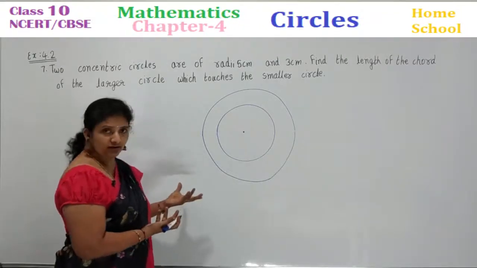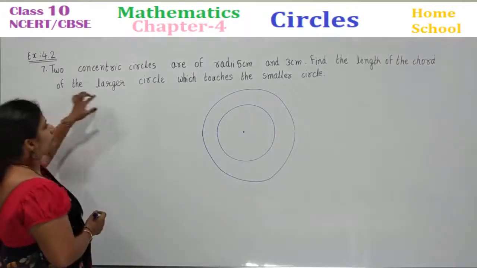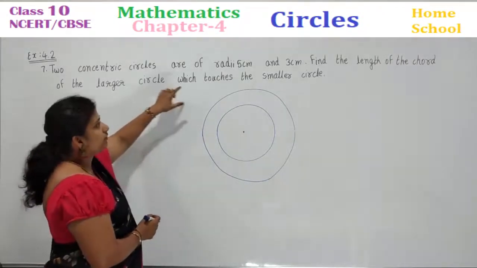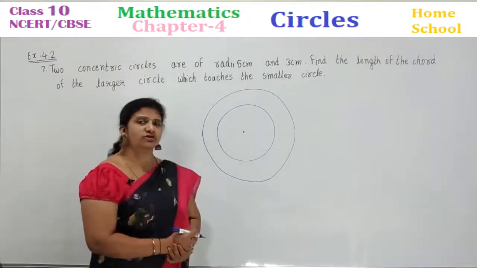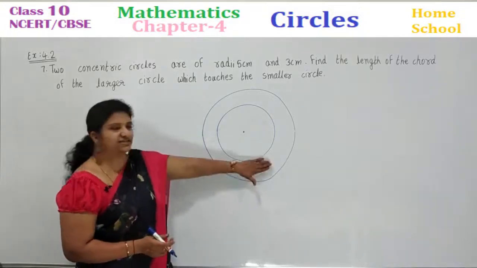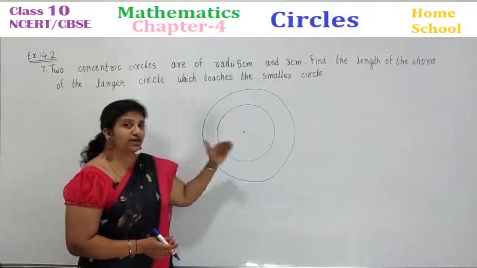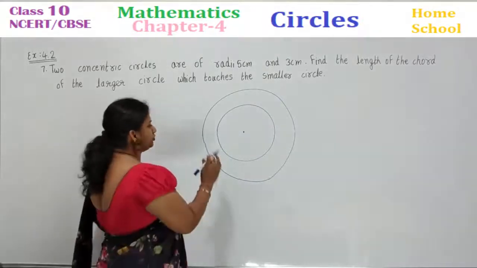We have a chord here? No, we need to draw the length of the chord of the larger circle which touches the smaller circle. Where do I have to draw this chord, children? I have to draw a chord in the larger circle, and it should touch the smaller circle. Where do I need to draw? It should be in the larger.